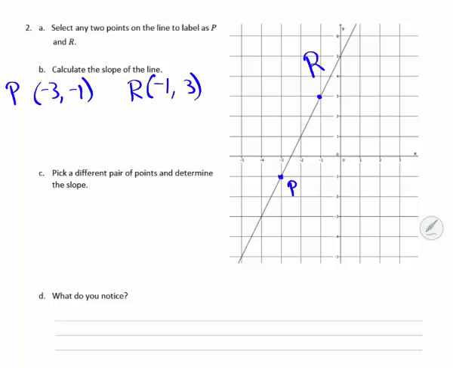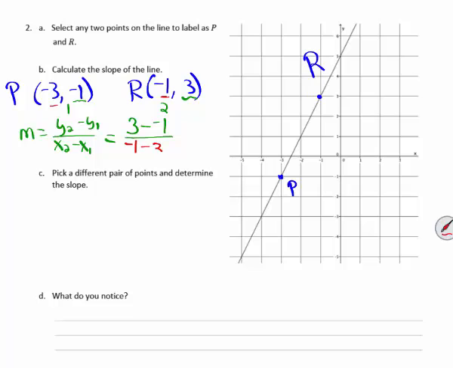So now I have to decide, right? This is going to be the first, this is the second. So I'm going to start with my formula, y2 minus y1, x2 minus x1. Now I'm going to fill in my numbers. I need the y value of the second point. That's this, 3. Y value of the first point, minus -1. Divided by. I need the x value of the second point, -1. X value of the first, minus -3. So this is going to give me 3 minus -1 is 4. -1 minus -3 is going to give me 2. That would reduce down to 2.